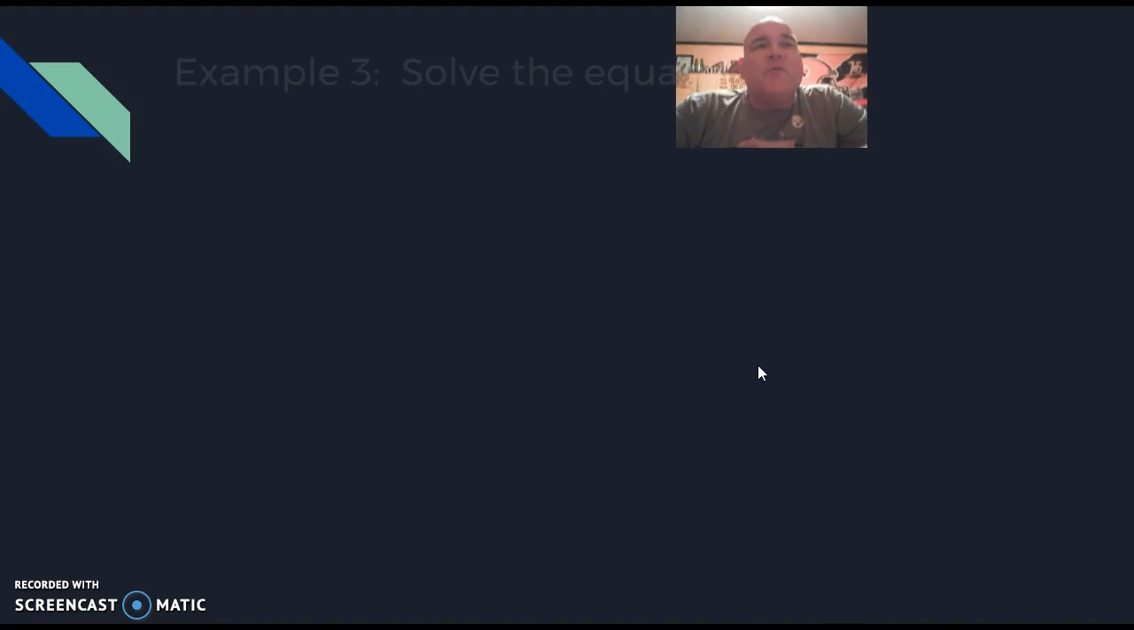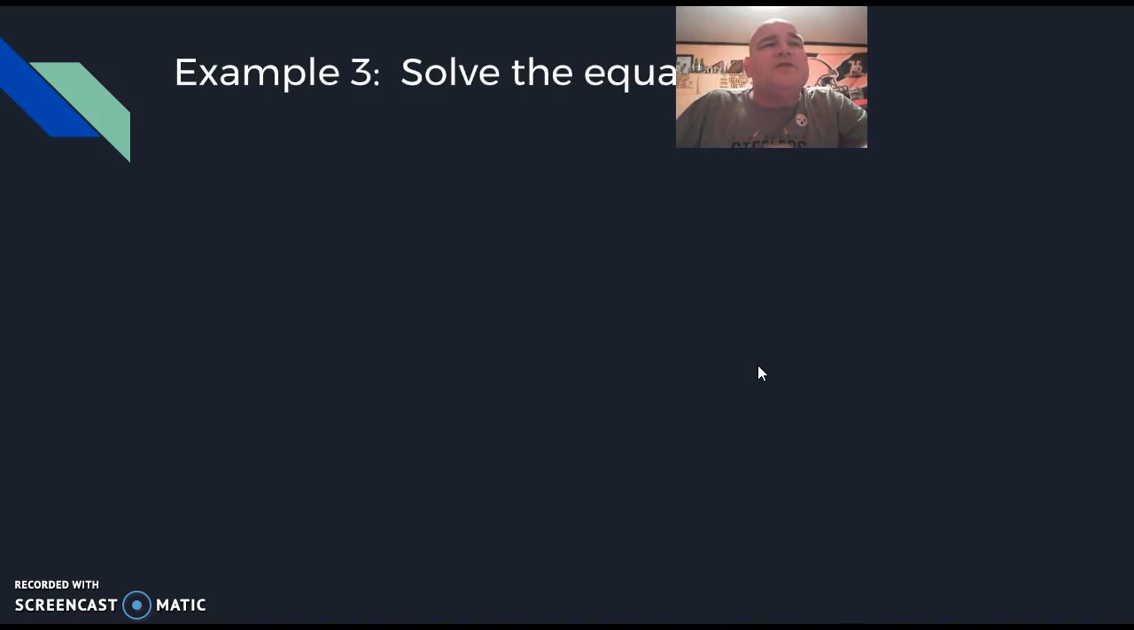Take a look at example 3. Solve the equation 22 equals 18 minus 1/4 x. Now in this case, the x happens to be on the right side of the equal sign. So everything we do is going to be based upon the right. The first thing we have to do is get rid of the 18. So we look in front of the 18. There's nothing there, so it's positive. Therefore we have to subtract 18 on both sides.